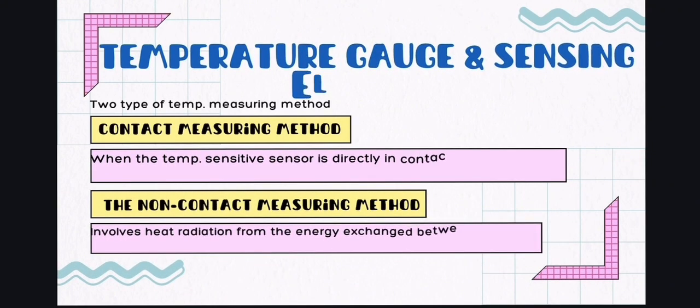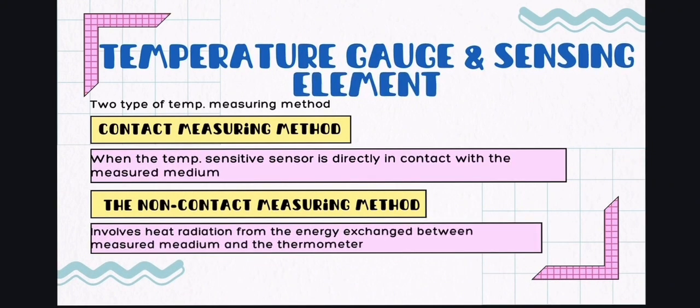Temperature gauge and sensing element. Two types of temp. measuring methods. Contact measuring method: when the temp sensitive sensor is directly in contact with the measured medium. The non-contact measuring method involves heat radiation from the energy exchanged between the measured medium and the thermometer.